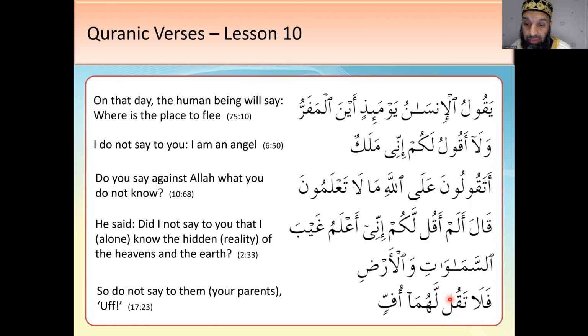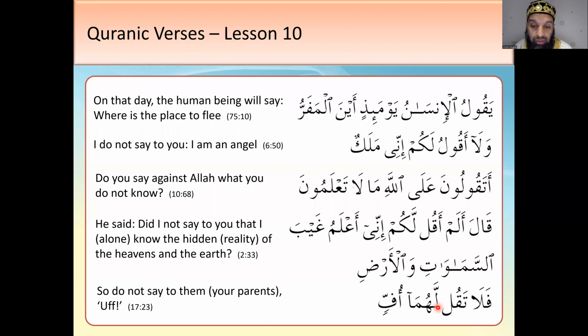a majzumifier. So it makes the next word, that next word would normally be taqulu, but lam has majzumified it to taqul. It means the same as taqulu, which means you all say. So fala taqul, so you do not say. Taqul means taqulu, which means you say. Fala taqul, so you do not say. So do not say.